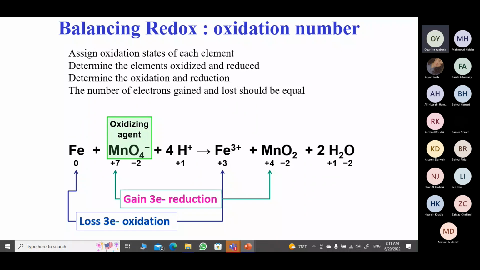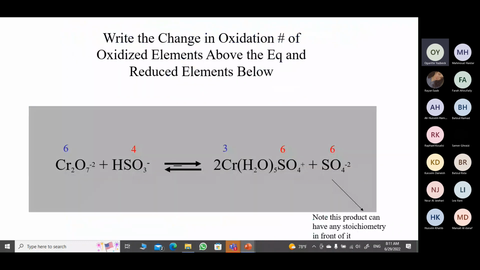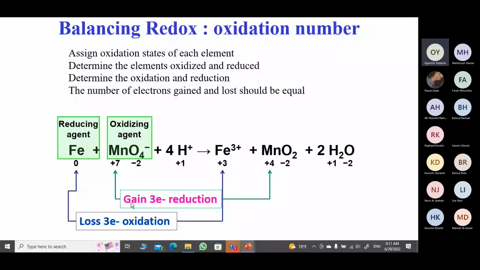The reactant that's undergoing reduction is the oxidizing agent. The one that's undergoing oxidation will be the reducing agent. They're both reactants. All right, officially here, the number of electrons gained and lost is exactly the same. So we simply have to balance the oxygens with first we balance the charge with the H's and then the oxygens with water.